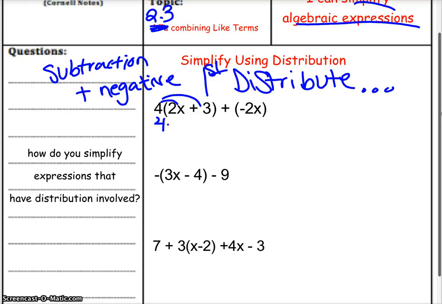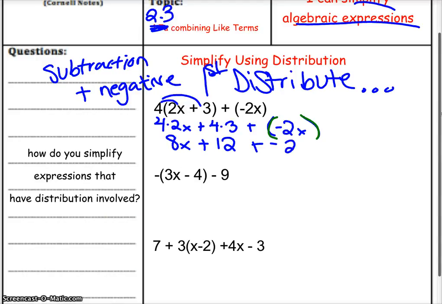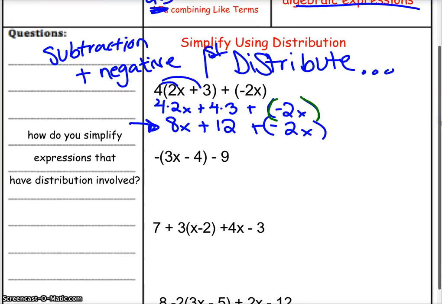So this is 4 times 2x plus 4 times 3 plus the negative 2x. This parentheses is only used to isolate the negative 2x. It's just letting you know that it's negative. Now you don't have to show this whole step. I just like to show it for this first problem so we can remember how to simplify. This is where I would personally start, the step that I just did. 8x plus 12 plus a negative 2x.